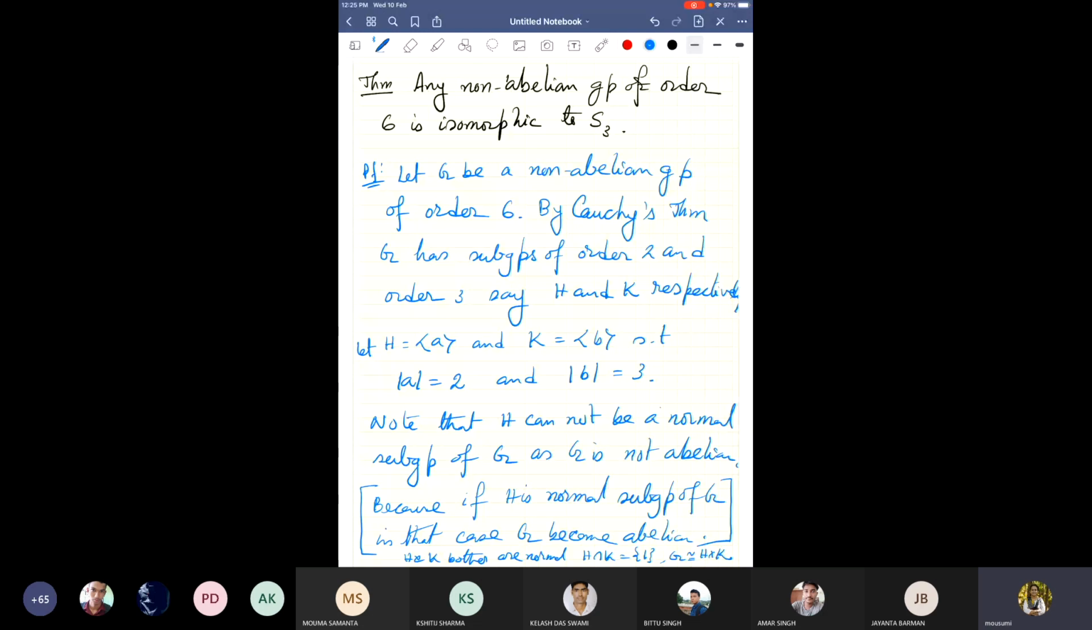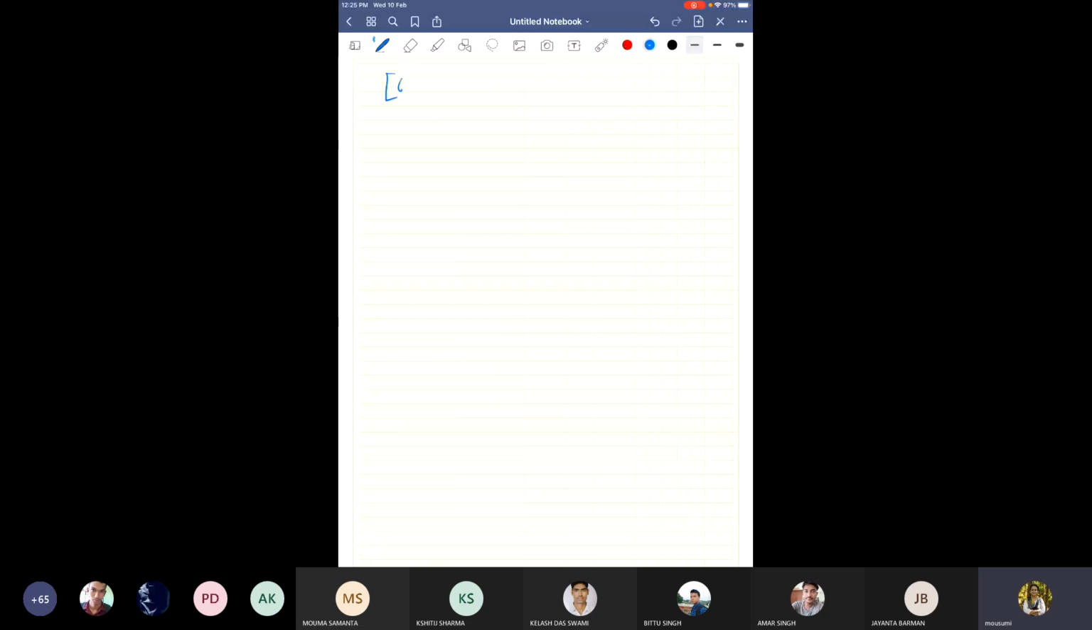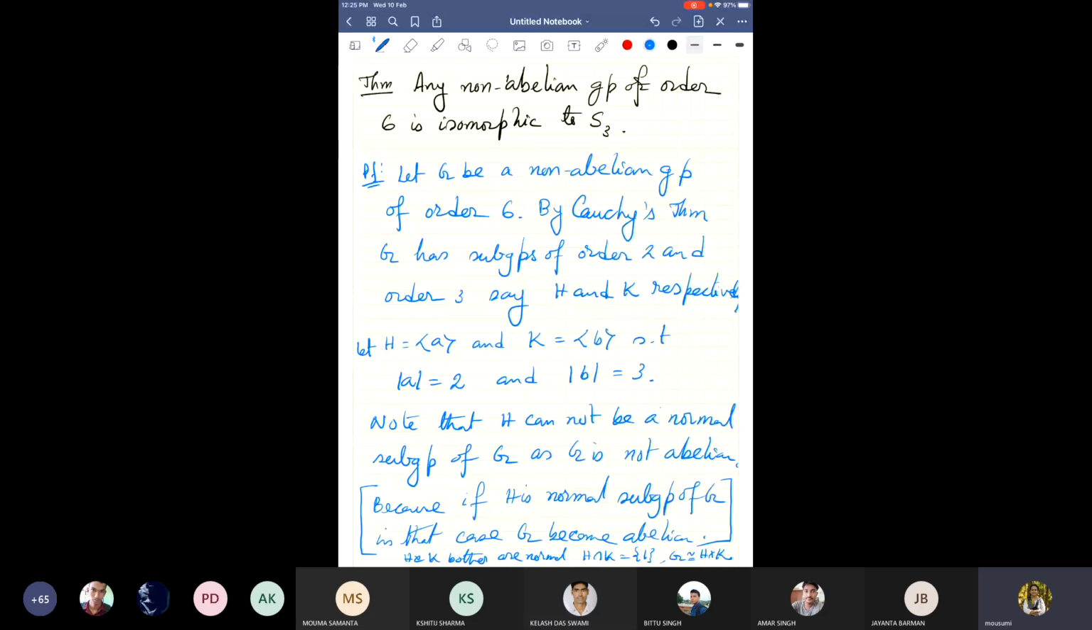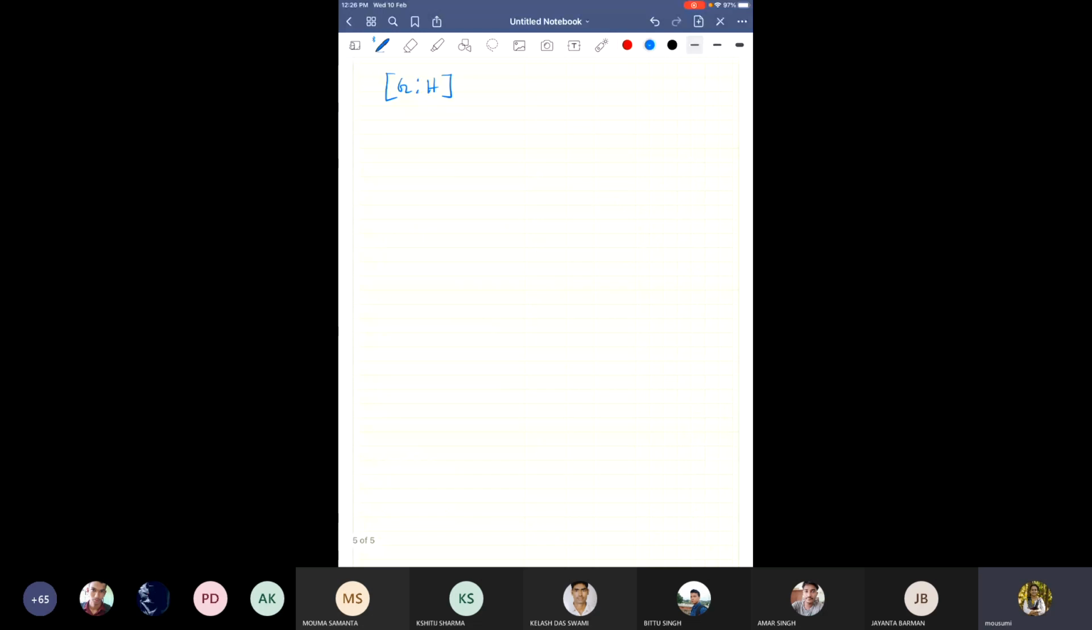But what will be the index of H in G? 3. That means there will be 3 left cosets of H, right? So now what I will do, I will apply one group action on this set of left cosets.